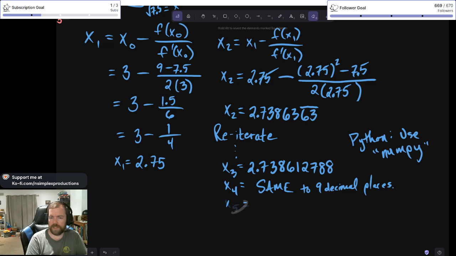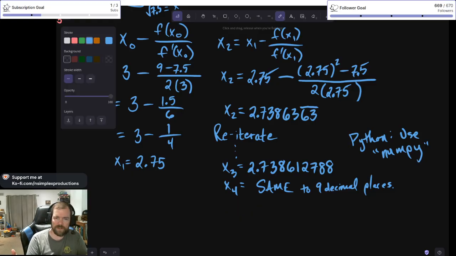Right, so then x5 is also going to be the same to 9 decimal places. It's never going to change. This is just going to get better and better of an approximation out to as many decimal places as we need it to go.